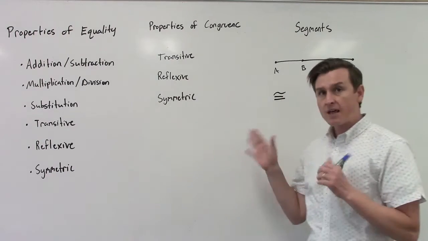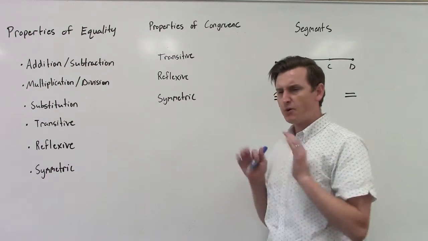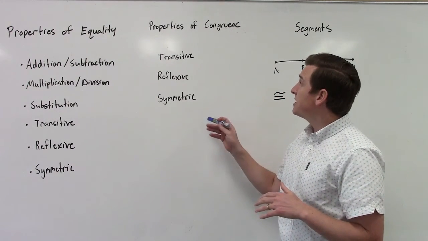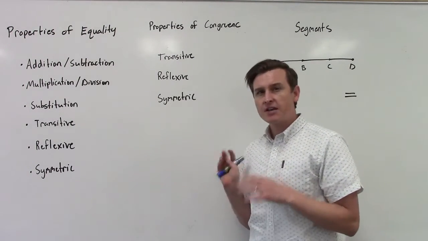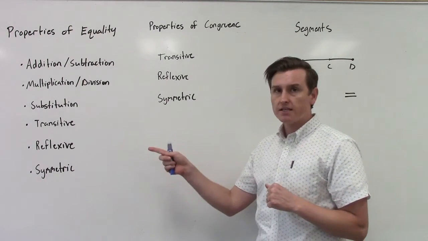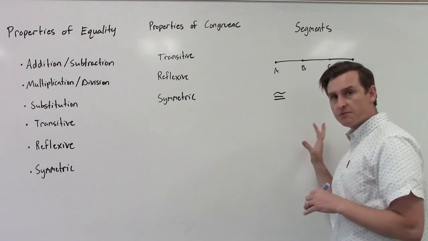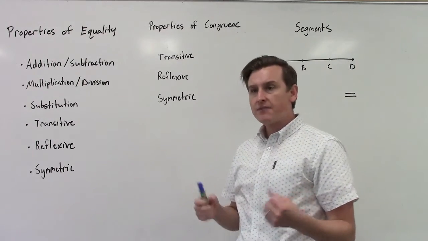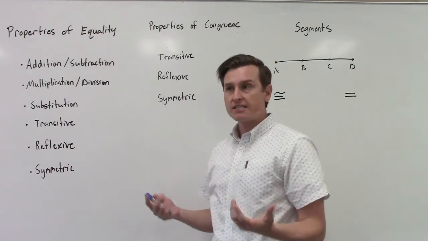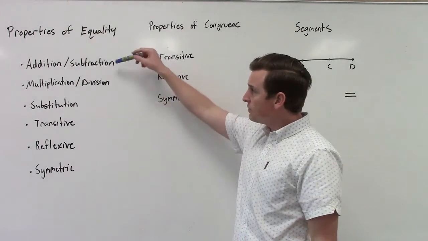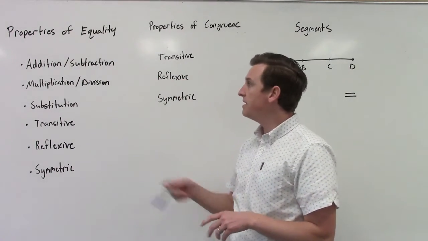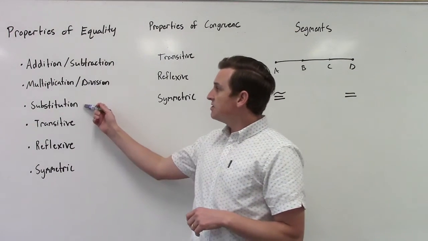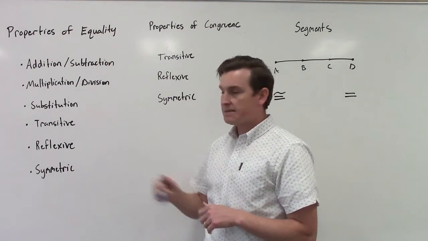We're going to do the same thing with angles in our next lesson, but we're going to stick to segments today. What I wanted to show you here is that there are fewer properties of congruence than there are properties of equality. We're going to do some examples with segments in just a second. But these are the properties of equality that we talked about, things we can do when we have equations and numbers. We've got our addition and subtraction property of equality, our multiplication and division property of equality. Then we have substitution, transitive, reflexive, and symmetric.